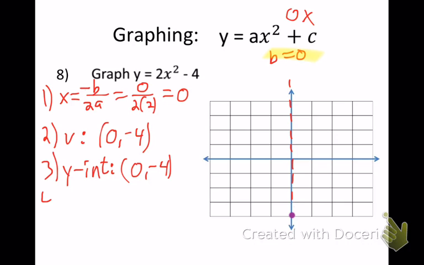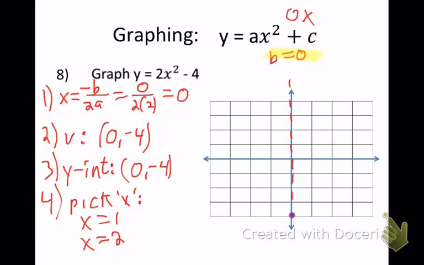So now in step 4, I need to pick 2 x's. What are some good values to pick? Negative 1 and 1 give me the same value. I'm going to pick x equals 1, and I'm going to pick x equals 2.